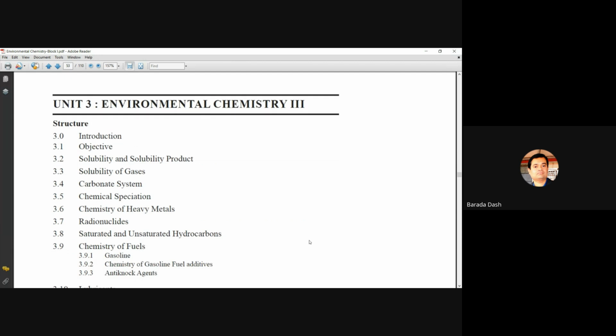So in unit 3, environmental chemistry, what are the points discussed here?